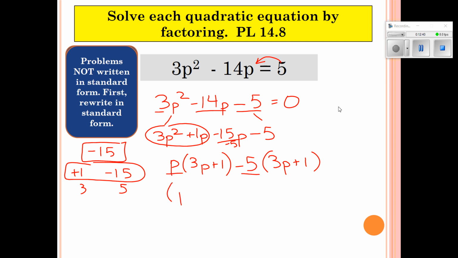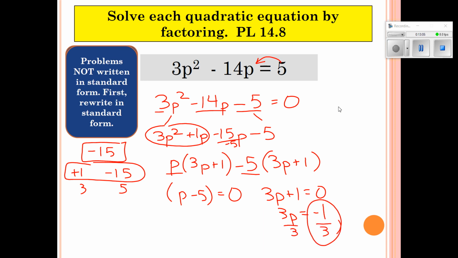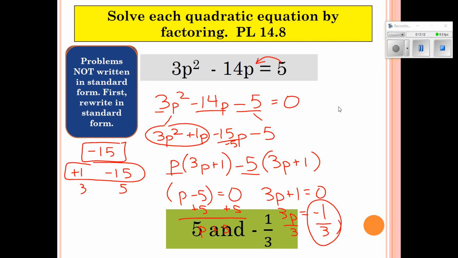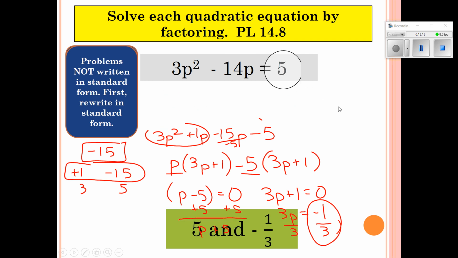Our first binomial is p minus 5, set that equal to 0. So we know one of the solutions is going to be a positive 5. And we have to set 3p plus 1 equal to 0. Now you know you're going to have a fraction because we have a two-step equation here. Move the 1 to the other side. You would have 3p equals negative 1, and then divide by 3. So the zeros are, it's going to cross at a negative 1/3, and it's going to cross at a positive 5, if you were to draw that parabola. So the answers are 5 and negative 1/3.